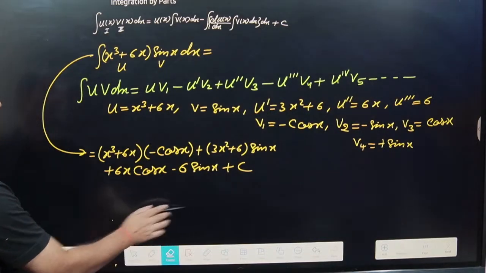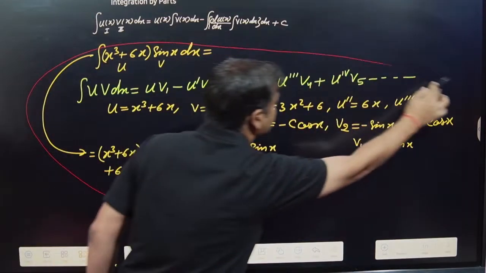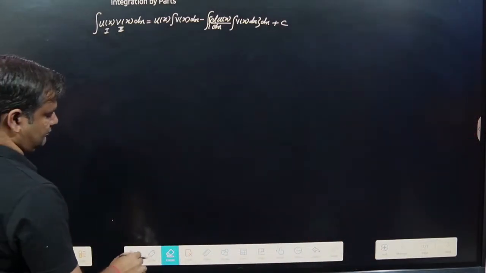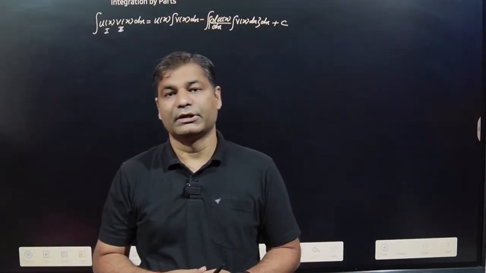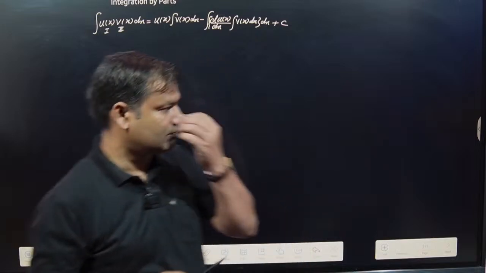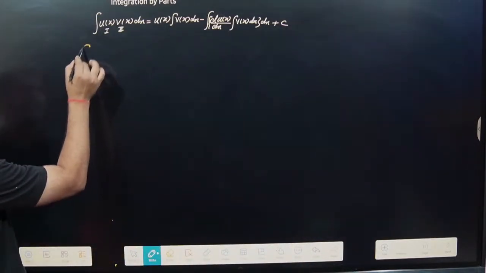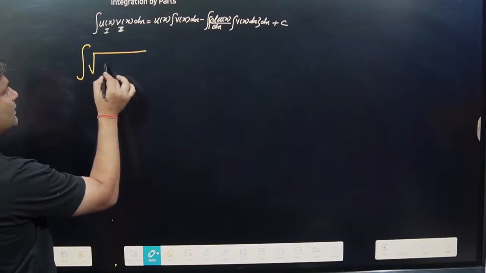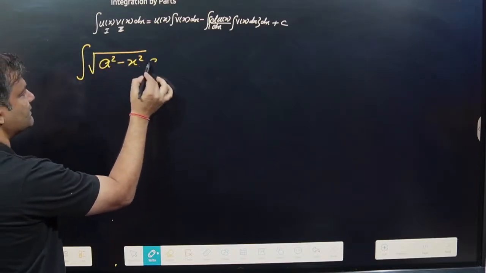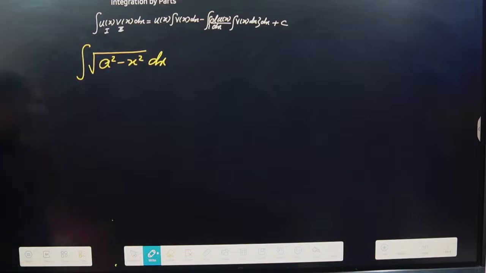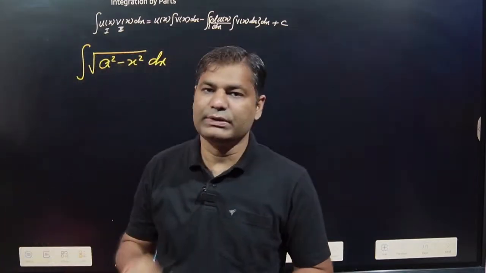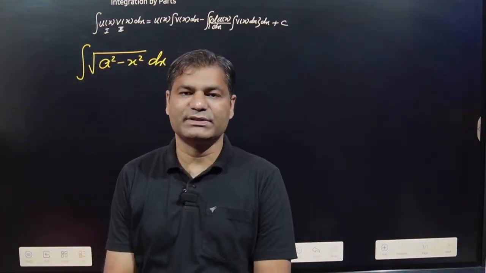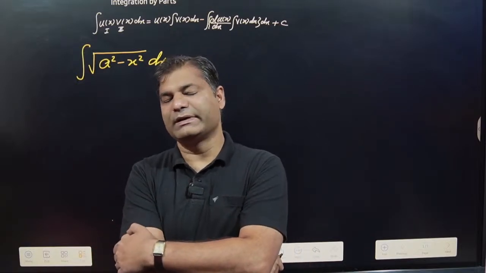Now I will take another problem. How can we utilize this formula for a complex question? Okay, look here. Integration of under root a square minus x square dx. Simply this function is given: f of x is under root a square minus x square. How can we solve this type of problem? Simply look here very carefully.